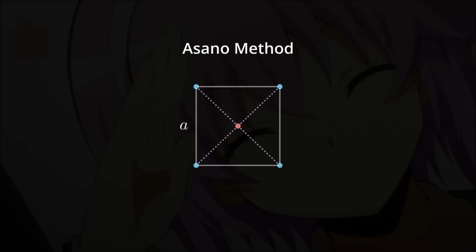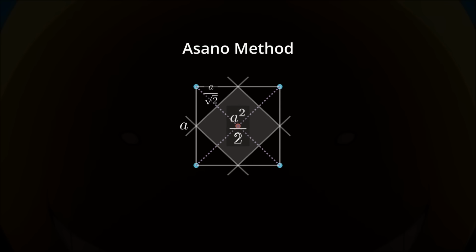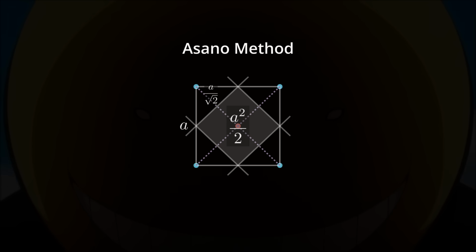Taking Asano's approach first, we draw lines from the center of the square out to the corners. We can then bisect those lines. Then, this rotated square in the center is our domain. Luckily, in 2 dimensions, the area of this is much easier to calculate. You should be able to see that it has side length a over root 2. Then, the area is a squared over 2, or half the area of the full square.